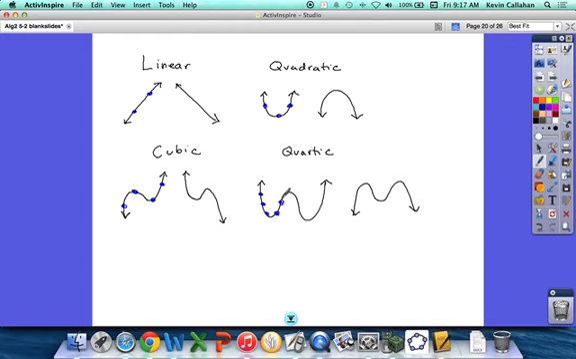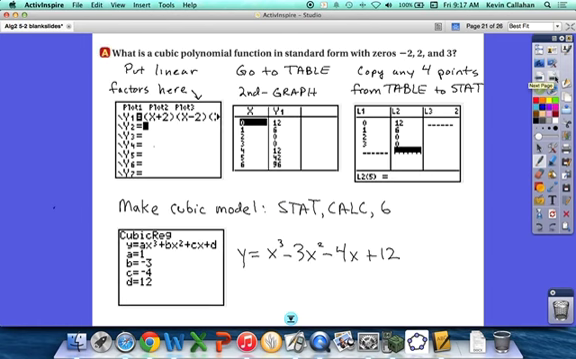So with that in mind, doing that same problem that we just did, find a cubic polynomial function in standard form with the zeros -2, 2, and 3, right? Turn those zeros into their linear factors and put them at y equals, right? We've already been doing that in the class, right? So that'll be x plus 2, x minus 2, x minus 3. Okay, go to the table of values, right?